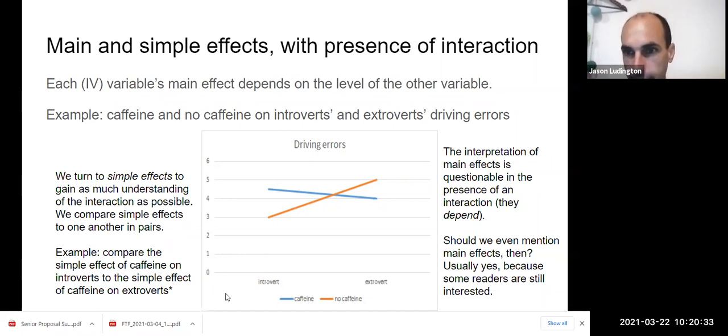Over here on the right, I will read this. It says, the interpretation of main effects is questionable in the presence of an interaction, because the main effect depends on the nature of that interaction. Should we even mention main effects then? Yes, we should usually mention them, because readers may still be interested in the main effect, even if that main effect depends on all the levels of the other variable. So you should still mention it, even though the interaction effect qualifies the main effect, which means the main effect cannot be understood completely by itself until you interpret it in the context of its interaction with the other variable.